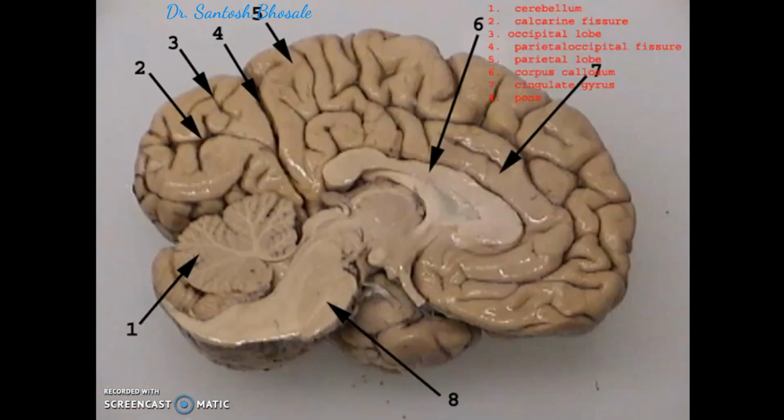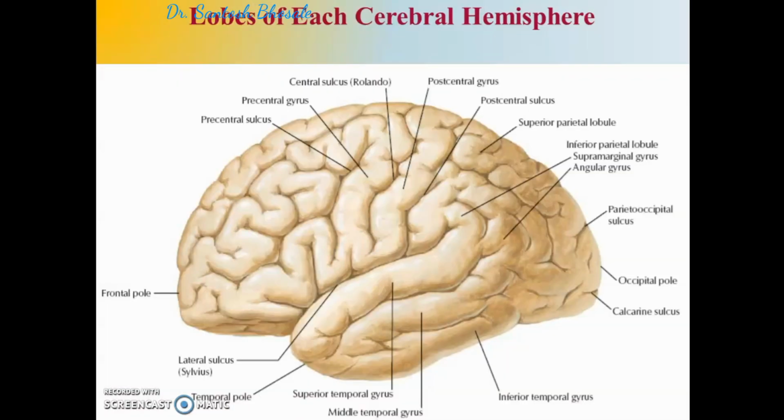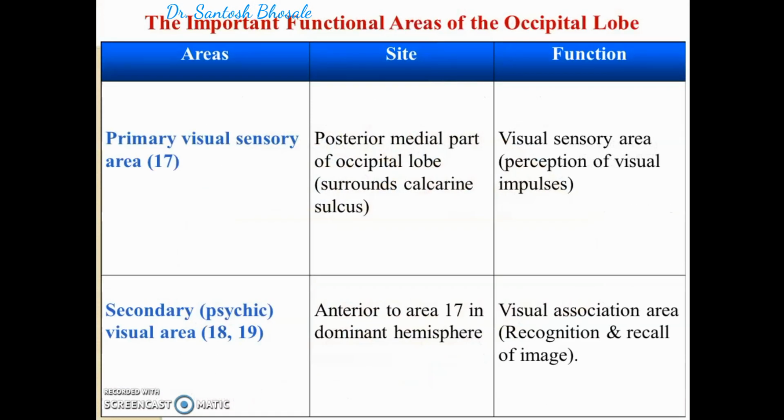So coming to the sulci there, you can see the calcarine sulcus and all. And area number 17 is the primary visual area, perception of vision, visual impulses is just see something is there, whereas secondary visual area, they further analyze and try to identify, recognition and recalling of the image. So these are the different lobes and functional areas of the cerebrum.